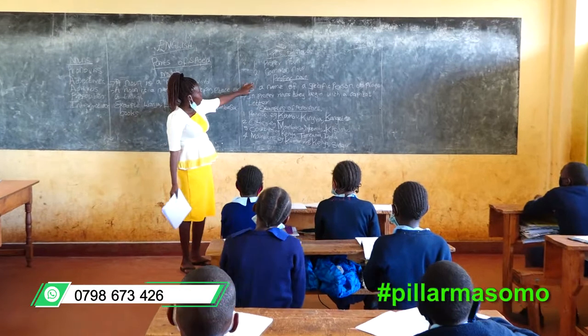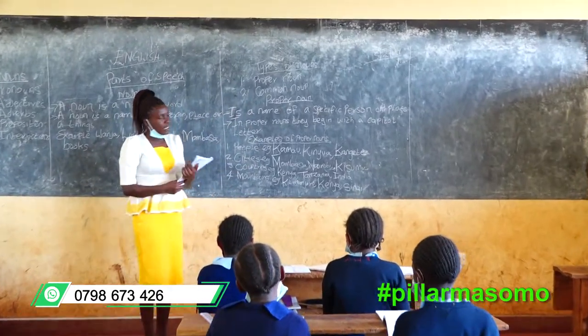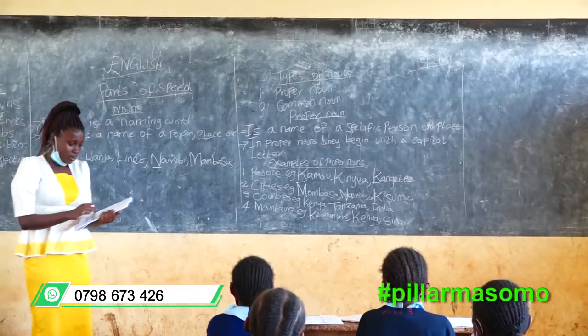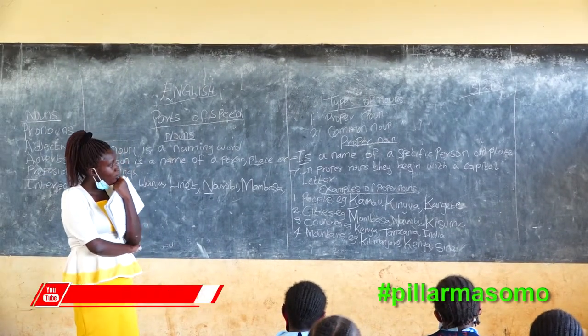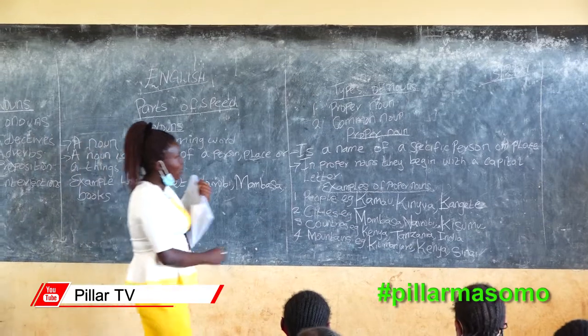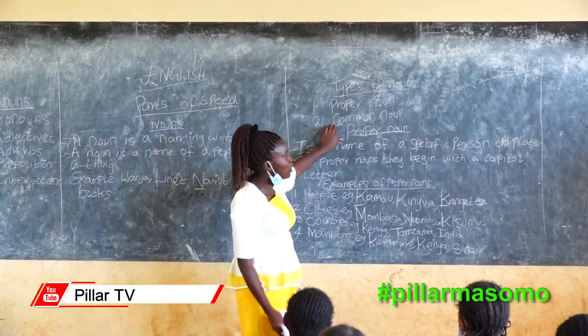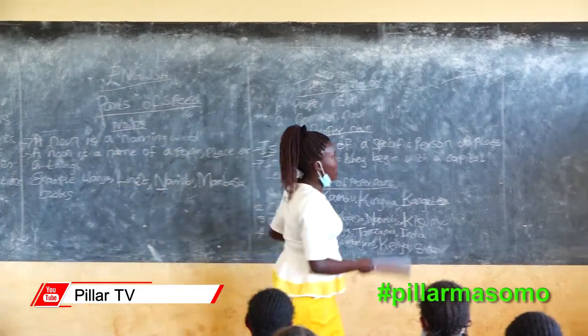So we have learned about proper nouns. And we have said, what is a proper noun? It is a name of a specific person or place. Very good. So next, let's learn about common nouns.